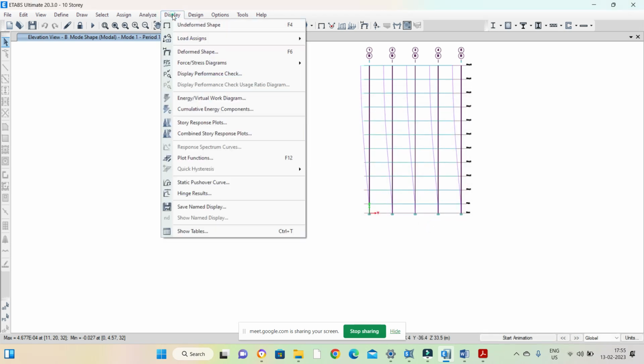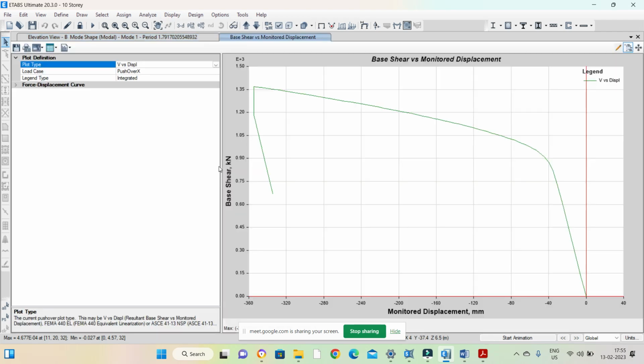Now let us check the result. Static pushover curve. So this is your curve. Okay, as you can see, initially it is linearly increasing, then somewhere in this range is the yield point, then this is the plastic region. Okay, and ultimate point, after that it is failing. So this is the pushover curve.